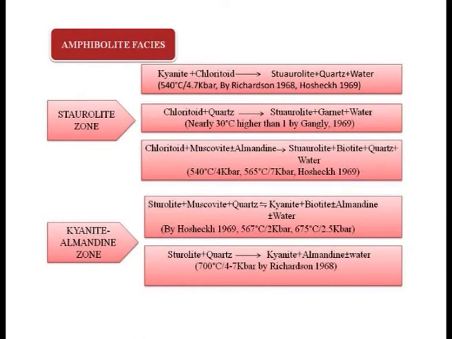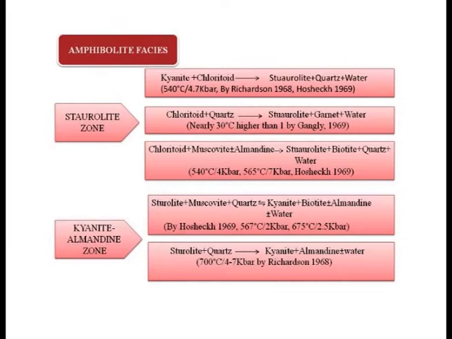Now, the next zone is the kyanite almandine zone. When staurolite reacts with quartz in the presence of muscovite, it forms kyanite plus biotite plus almandine. The disappearance of staurolite represents the beginning of the kyanite almandine zone. The reaction is staurolite plus muscovite plus quartz give rise to kyanite plus biotite plus minus almandine plus minus water. This reaction was carried out by Hoschek in 1969 at 567 degree centigrade 2 kilobar, 675 degree centigrade 2 to 5 kilobar.